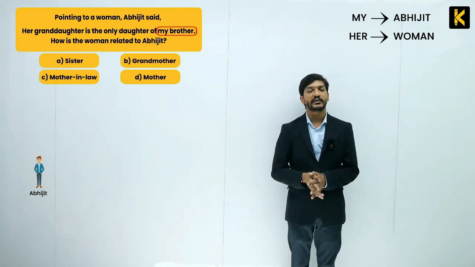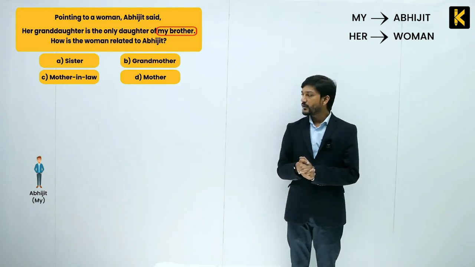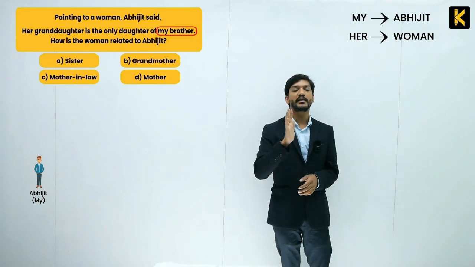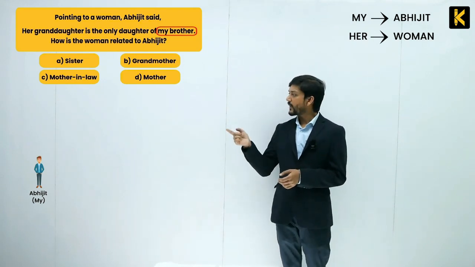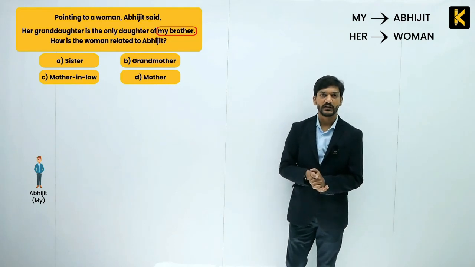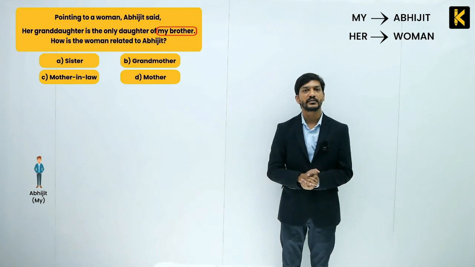Beside Abhijit, let me write the word my also, so that it is clear that this person is the person who is making the statement. You can write the name of this person because it is given. So I have written the name of this person, which is Abhijit.